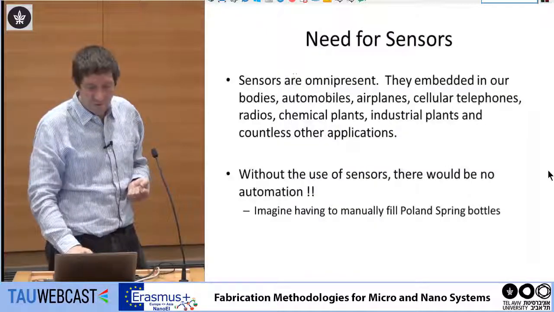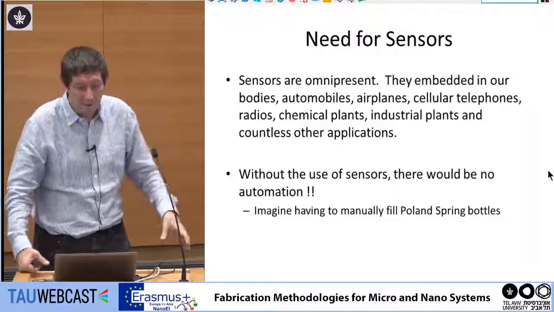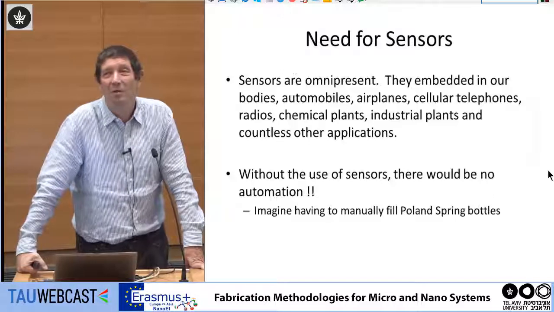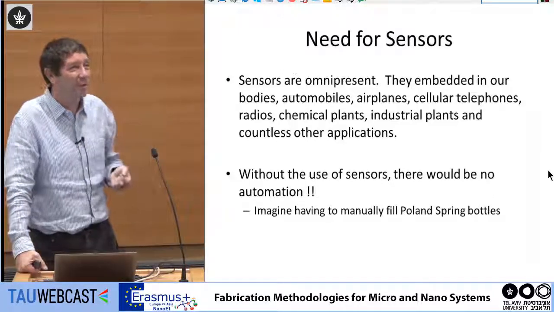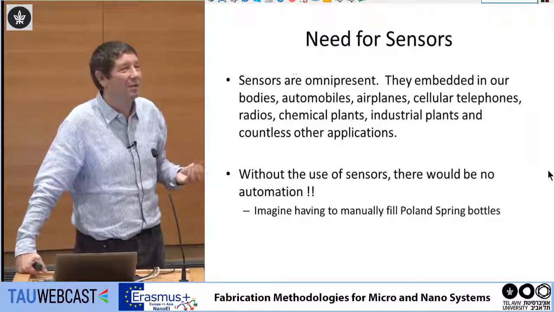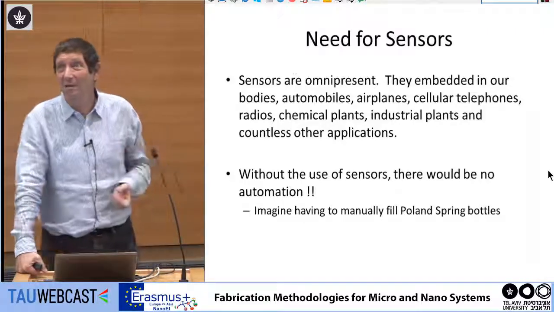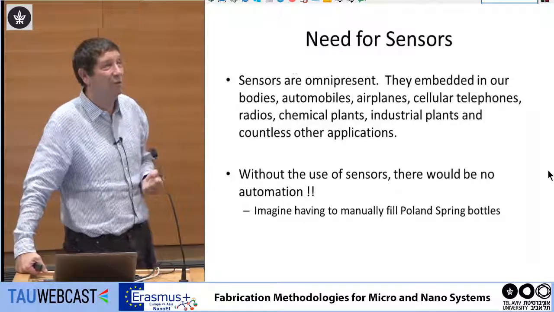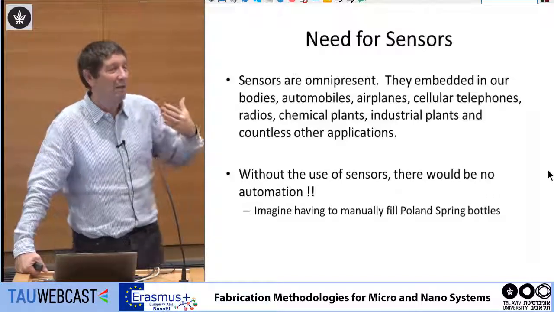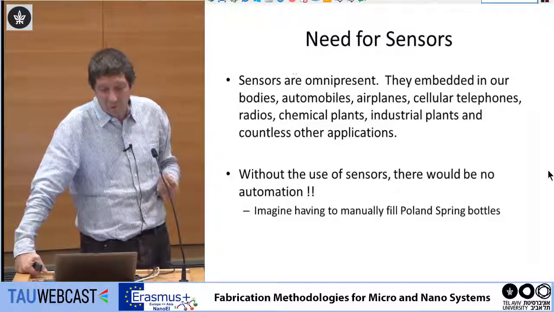So with the need for sensors, sensors are omnipresent. They're embedded in our bodies, automobiles, airplanes. Talking about automobiles, lately people are talking about autonomous automobiles, cars that can drive themselves. You need sensors to do it. You need sensors for light, sensors for radar, sensors for acceleration, etc. So every time we talk about advances in life, there are always sensors involved.